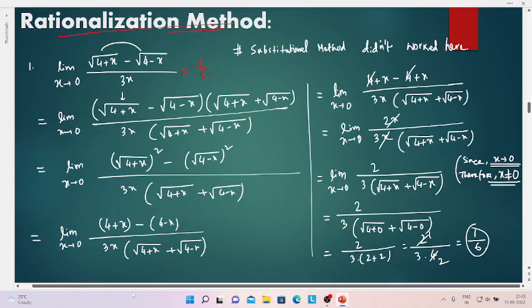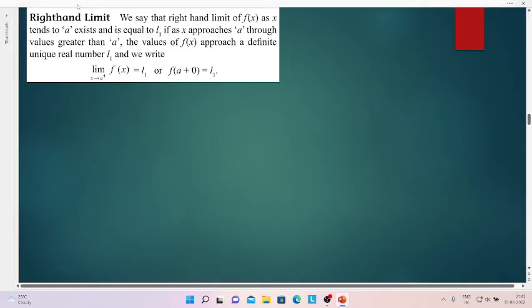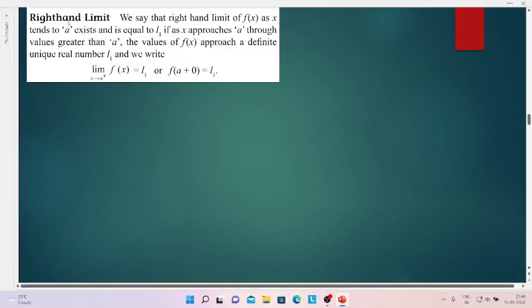So let's move to the next slide, which is called the right hand limit. It is actually a spelling mistake. It will not be like that. It will be right hand limit, right? Right hand limit. It is actually not like that.